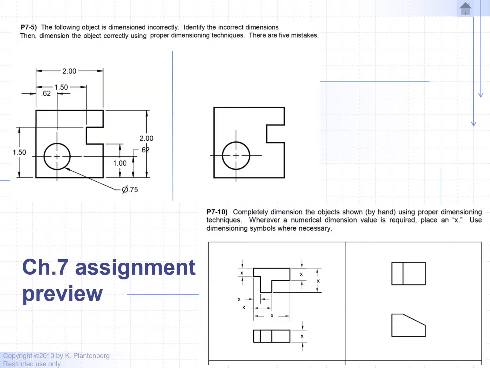Before I start the lecture, let me first show you part of the assignment. Okay, so the first few problems are going to be like problem 7-5, where on the left, we see this view that is dimensioned, and there's actually 5 mistakes. So you are to identify the mistakes on this view and then correctly dimension it over to the right side.